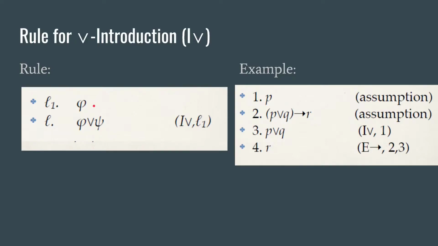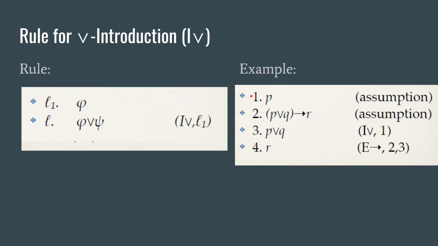The reasoning behind this is, well, look, if you know phi is true, then what does it mean for a disjunction to be true? Well, it means at least one of these is true. Now, you already know one of these is true. So once you have phi, you can disjoin it with any old thing, no matter whether it's true or not, because you have one of the disjuncts being true, and that's all that's required for a disjunction to be true.